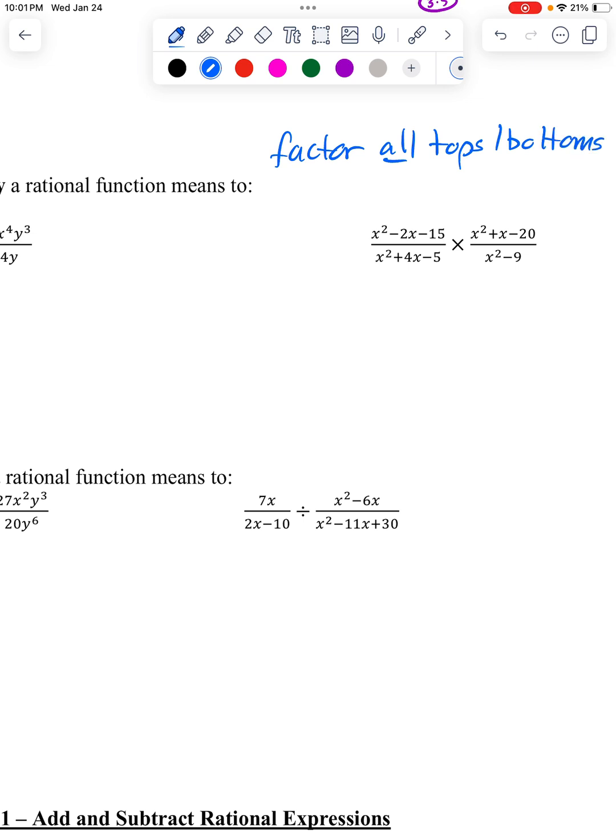And then anything on the top anywhere can cancel anything on the bottom anywhere in the problem, just like in chemistry, if you have that where you're doing the dimensional analysis. So then I'm going to cancel common factors. Honestly, it looks the same as the instructions for simplifying. It's just you have more to manage.